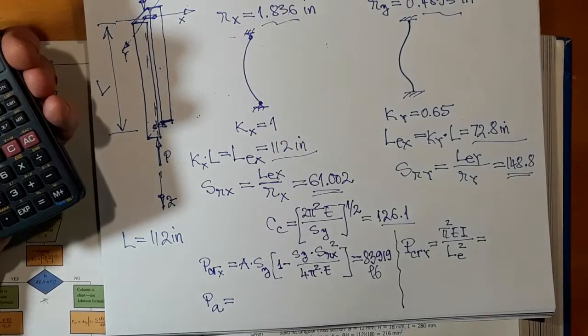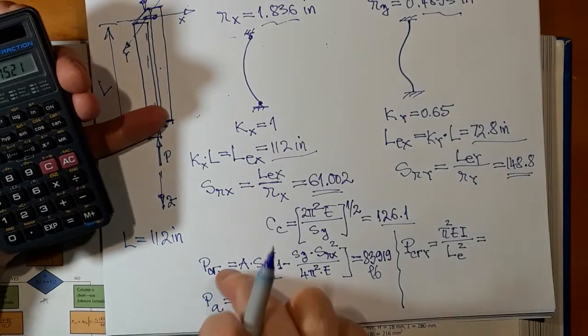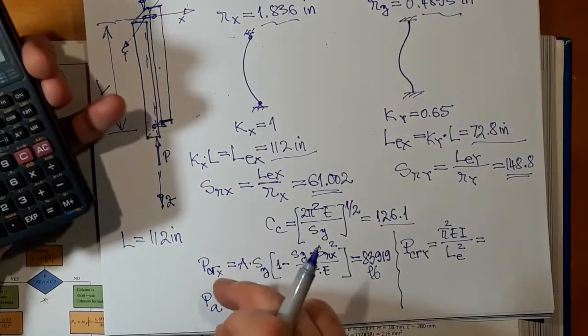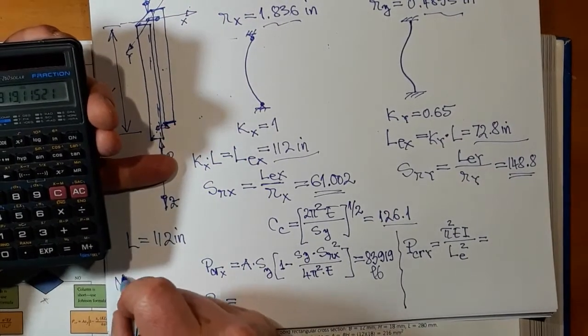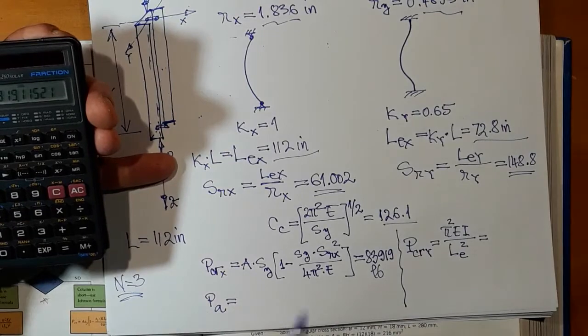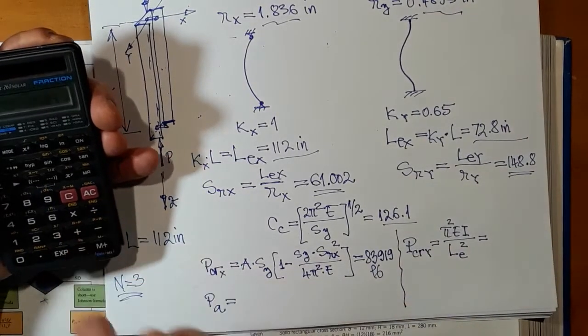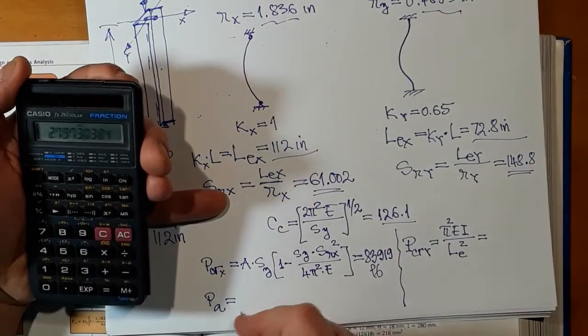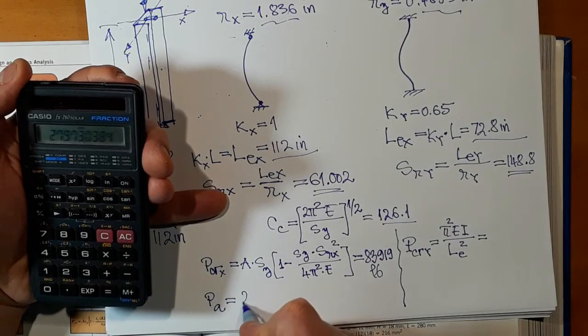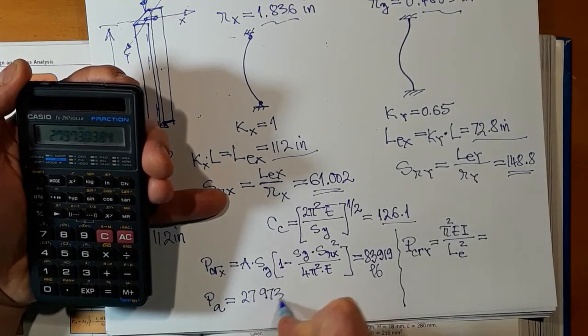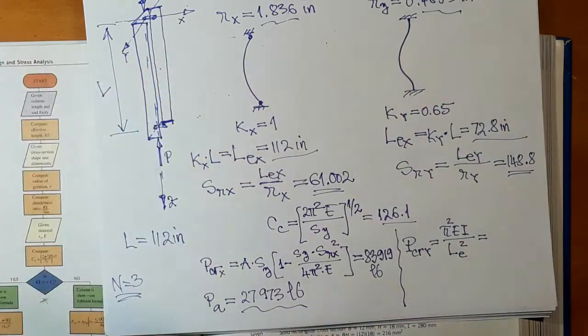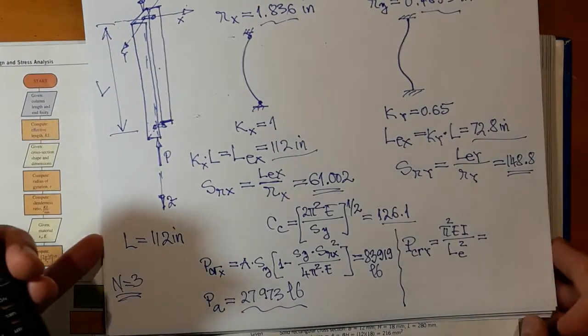The admissible load is going to be a fraction of this, that is dividing by the design factor. We have design factor N equals 3. So if we take a third of the calculated critical load, we have 27,973 pounds.